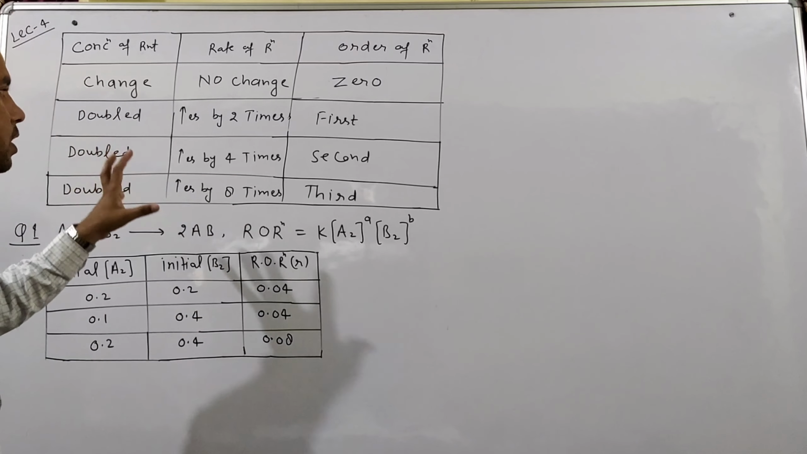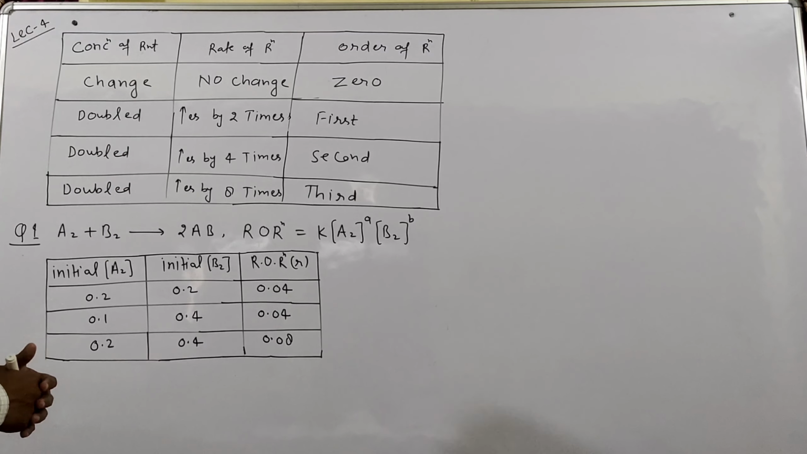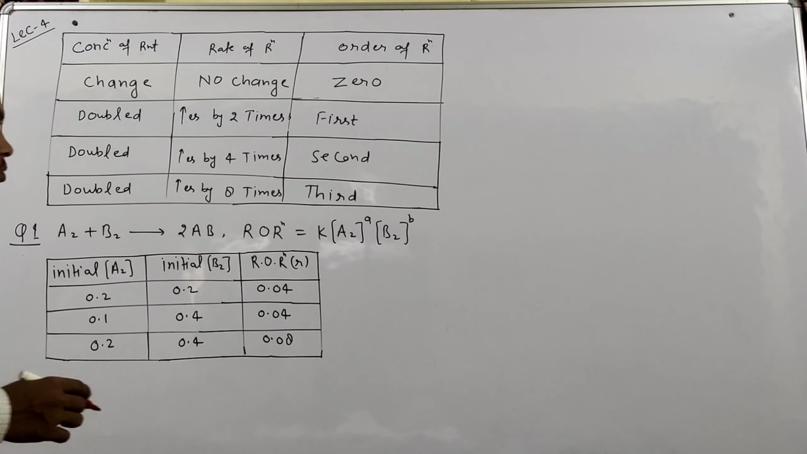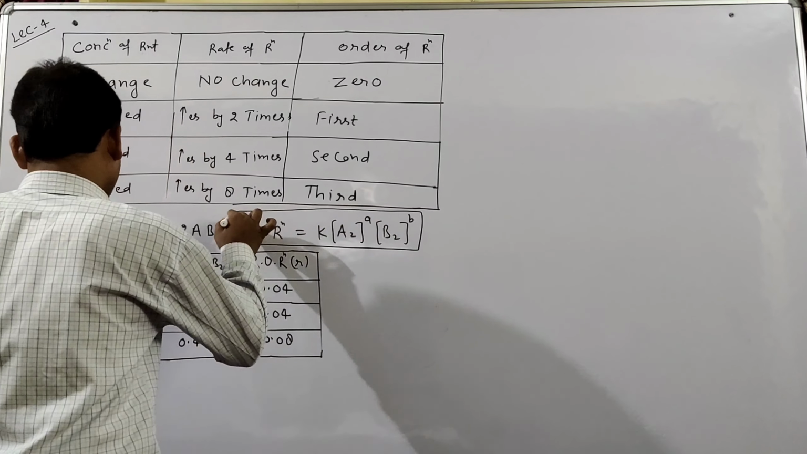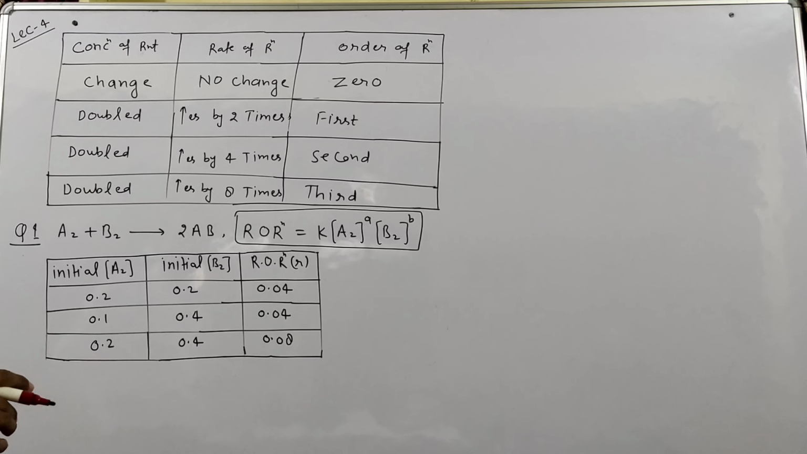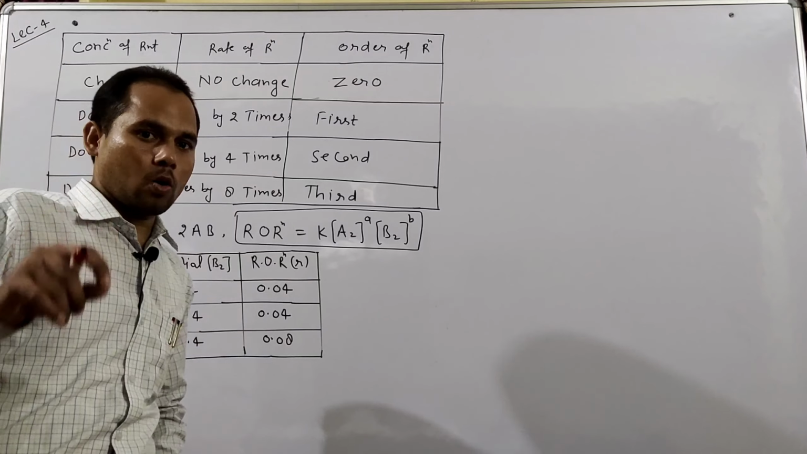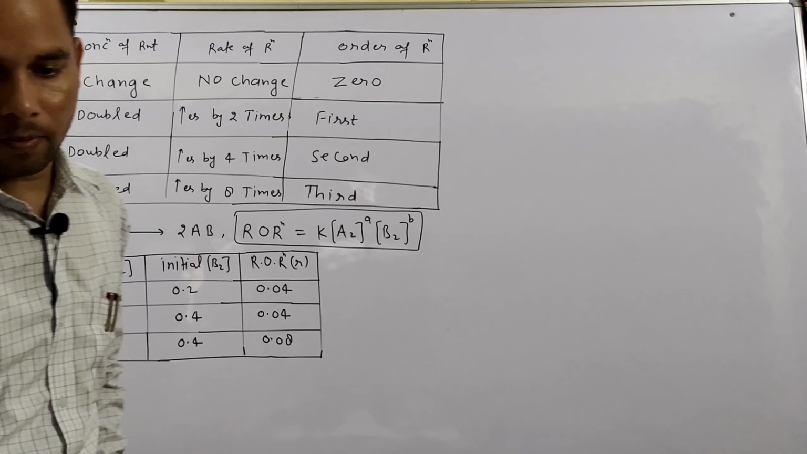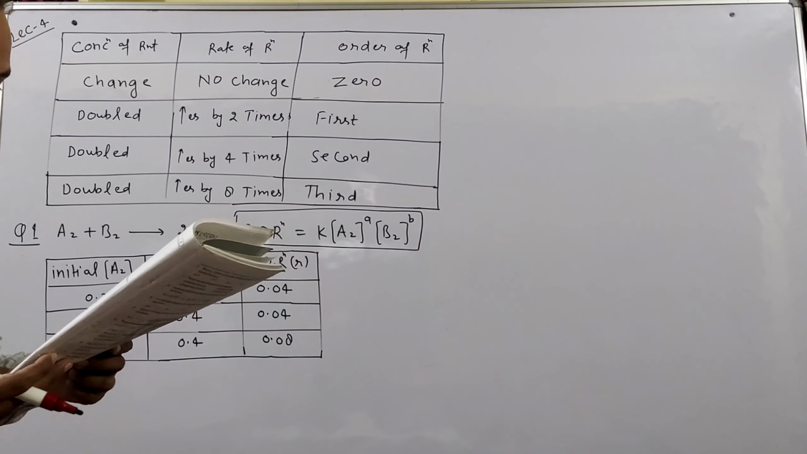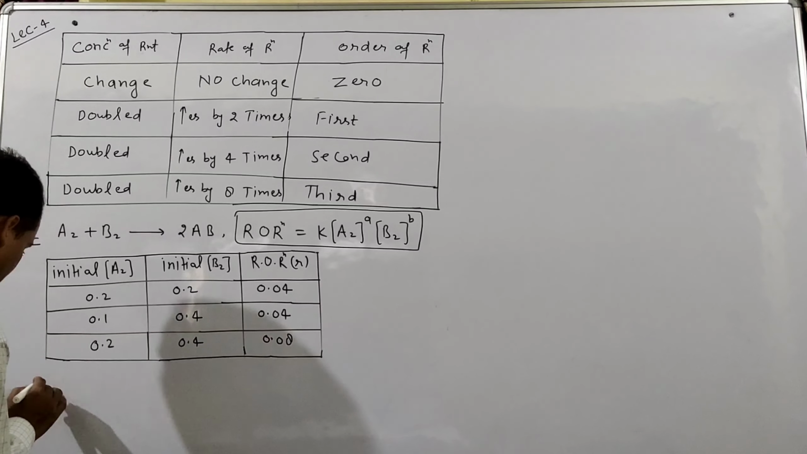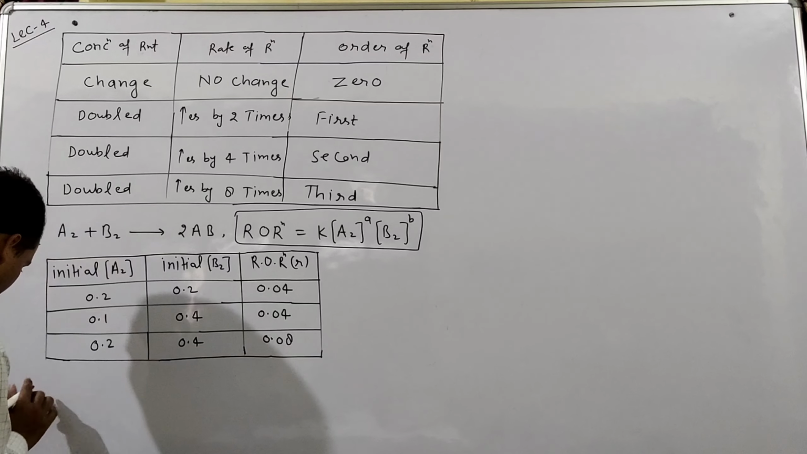So this is very easy and very simple. Now let's take one question on the basis of this concept. A2 plus B2 gives out 2AB, and the rate of reaction is given. What we have to calculate is the order of reaction with respect to A and B respectively.